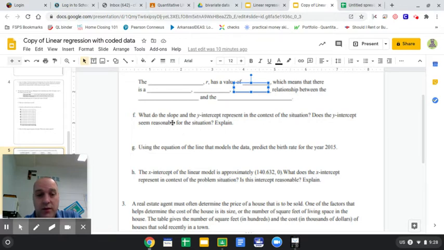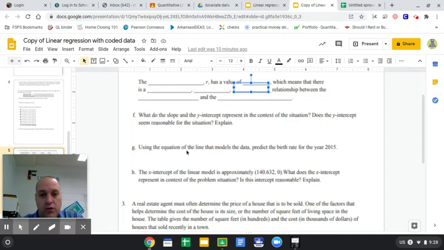So, and then what does the slope represent? Well, the slope represents a decrease, because the slope is negative, of whatever you came up with for your slope per thousand people. And yes, the y-intercept could be reasonable.